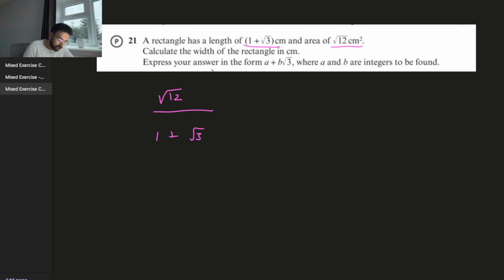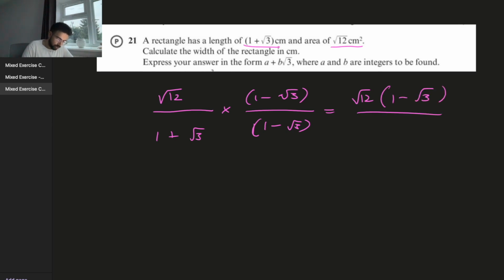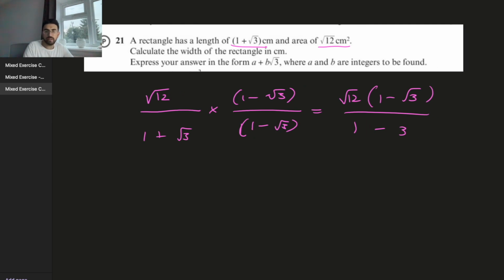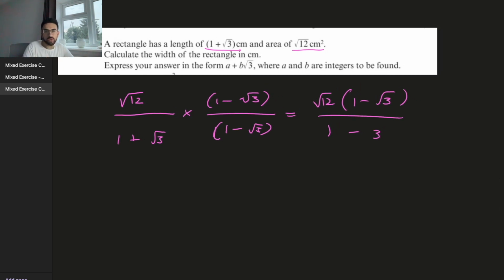What do I do? I rationalize. So I multiply the top and bottom by the conjugate, which is 1 minus root 3. So I'm going to end up with root 12 times 1 minus root 3, over 1 plus root 3 times 1 minus root 3. Let's just write it out fully, not skip any steps so far. So you guys are happy with this. If you have watched my previous videos, hopefully you are familiar with the a squared minus b squared rule.